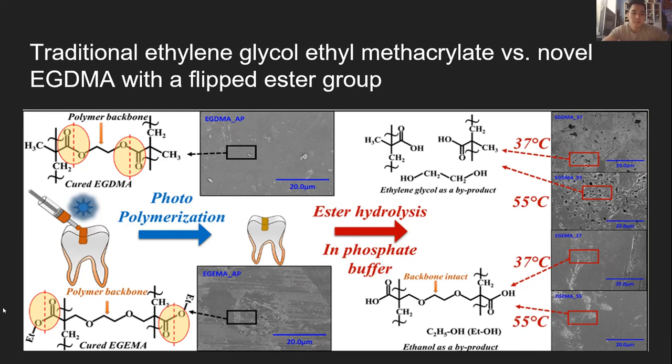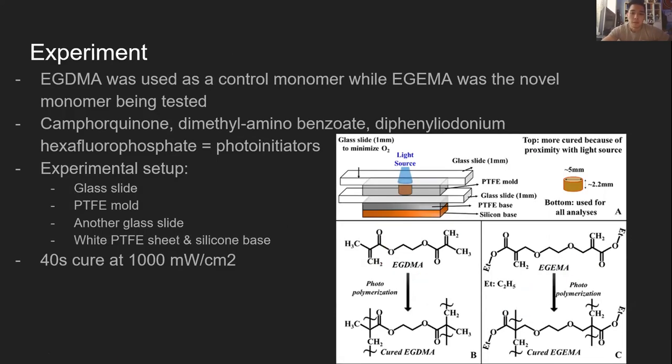Next slide, please. The experiment performed consisted of EGDMA as the control monomer, while EGEMA, the novel monomer, was being tested. Camphorquinone, dimethyl amino benzoate, and diphenyl iodonium hexafluorophosphate were all added as photo initiators to assist in light curing, the process where monomers, after being light cured, bond to become polymers.